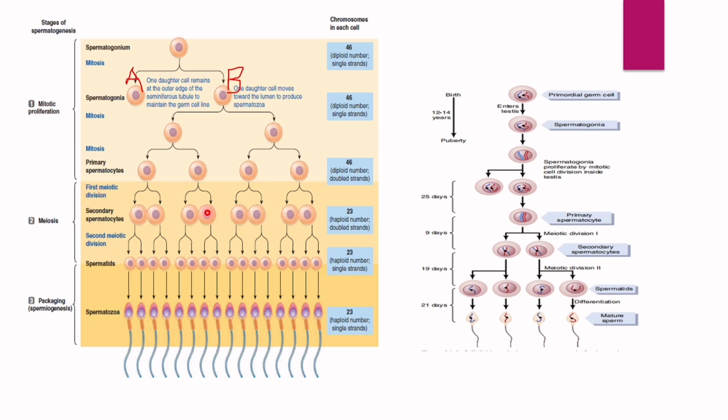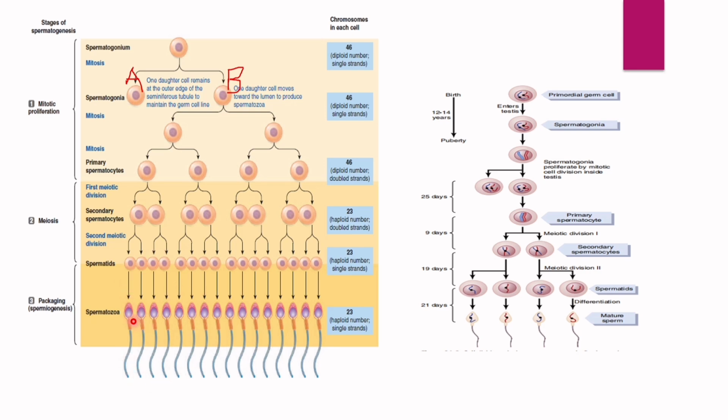The first meiotic division will produce secondary spermatocytes which have a double-stranded nucleus, as you can see here, but they have half the number of chromosomes as the parent cell. Then the second meiotic division will produce what are called spermatids, which are now single-stranded and contain half the number of chromosomes as the parent cell. Then the last stage is spermiogenesis, in which these sperm mature to form spermatozoa.